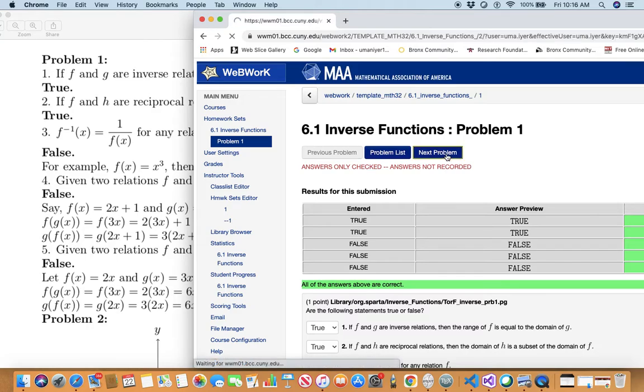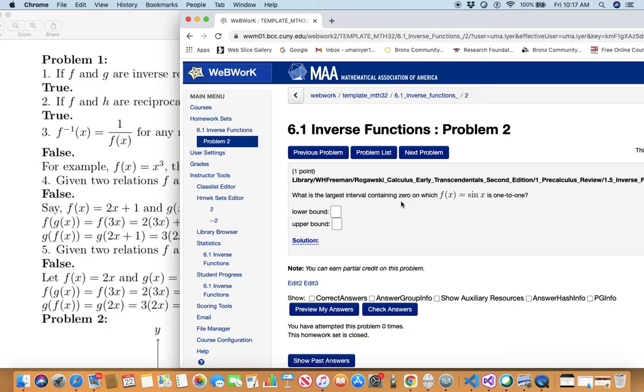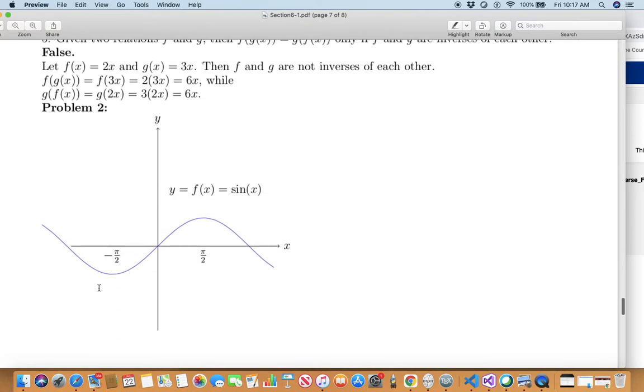Good. Next problem. What is the largest interval containing 0 on which f(x) is 1 to 1? Containing 0, okay? So f(x) is sin x. So sin x looks like this. So from 0, you want to go left and right. So you want an interval containing 0 on which f is 1 to 1.